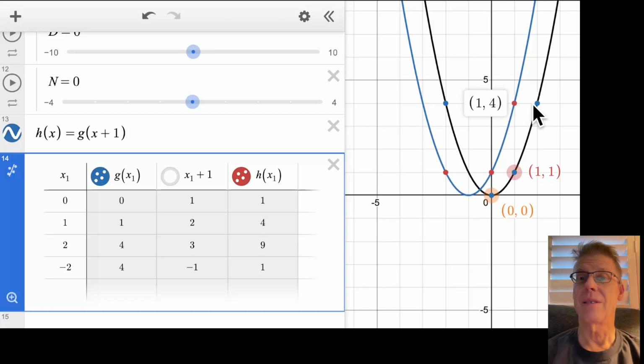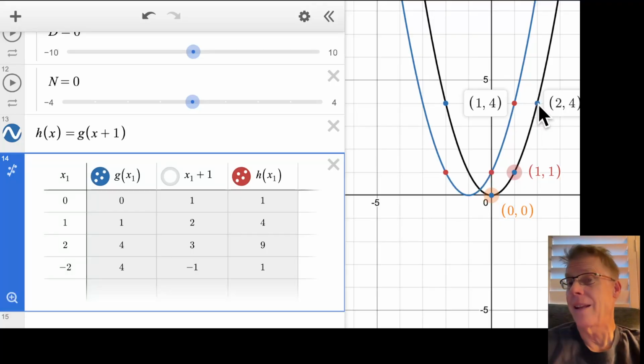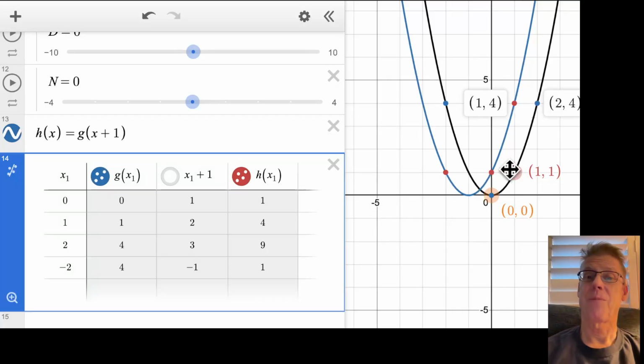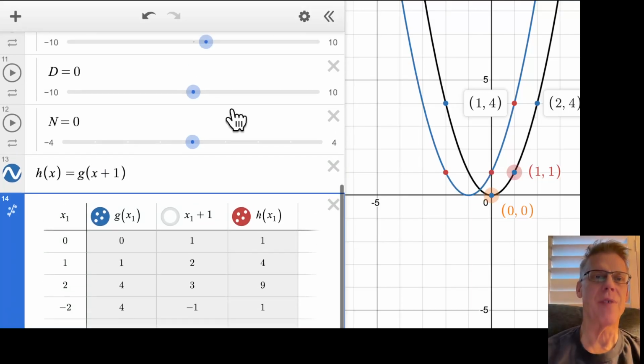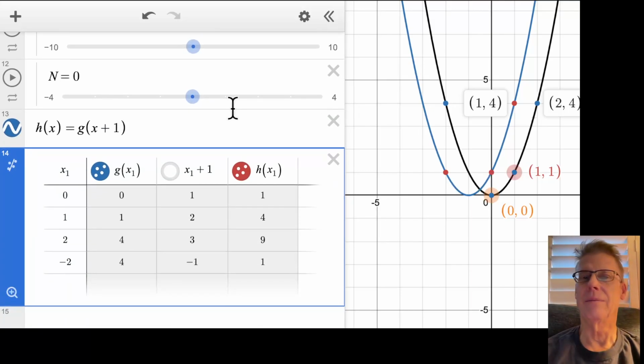But that's 1 unit to the left of this point on G, because G doesn't do anything. G just takes an input value like 2 and squares it and gets 4. H, on the other hand, takes an input value like 1, adds 1 to it, figures out what G would do to that, and then plots the point. So that feels a little convoluted. I've talked a lot, and whenever a professor professes a lot, expect to rewind and re-listen and think about it yourself.